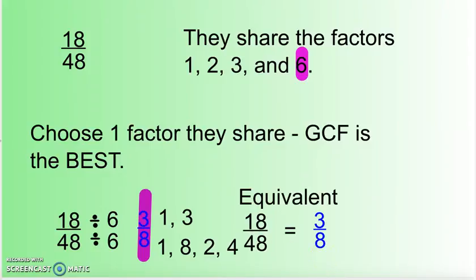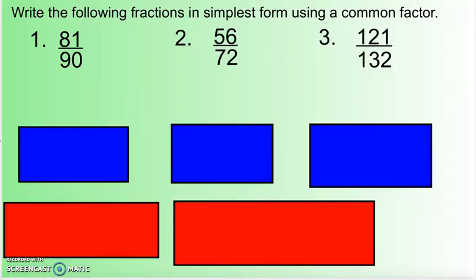So let's look at another example. Write the following fractions in simplest form using a common factor. So given number 1, we have 81/90ths, and we need to figure out, okay, so what are some factors of 81? What are some factors of 90? And so let's start thinking of 81. I can do 1 times 81. I can do, well, does 2 go into 81?